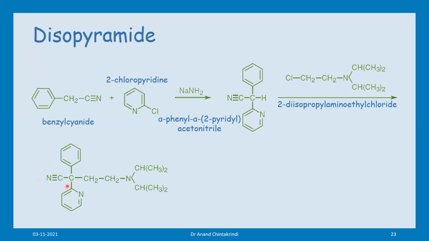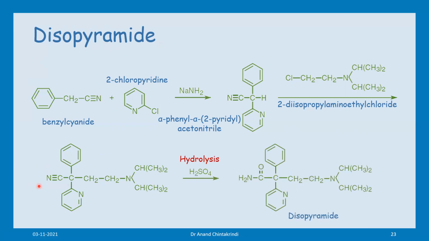Now to get the amide, you have to simply hydrolyze this cyano group in the presence of acid. So it forms the amide group. So this is the disopyramide drug being formed. So that's all, students. This is the synthesis of the drugs.